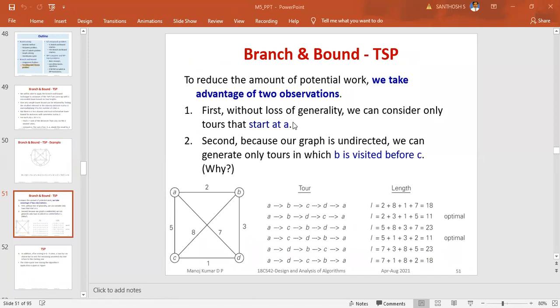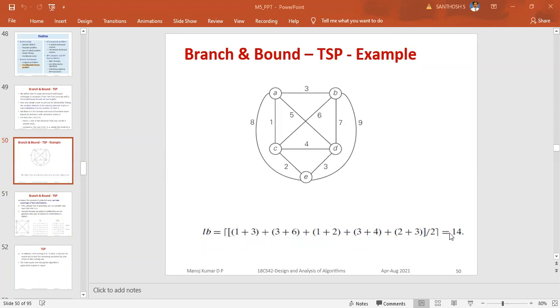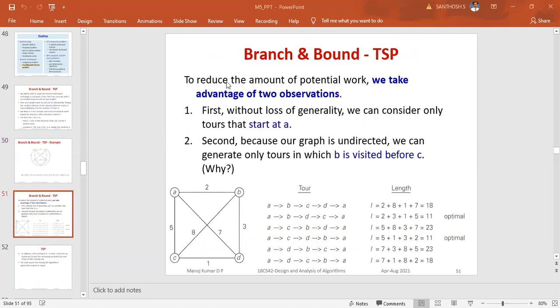How much is the lowest bound you are finding? 14. 14 is the lowest bound. So to reduce the amount of potential work, we take advantage of two observations.